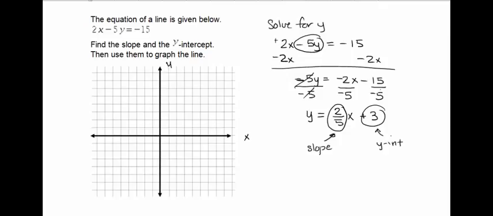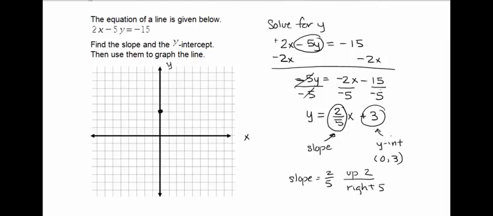So I have an x and a y. I'm going to start on my y-intercept, which is 0, 3. Right? This point is 0, 3. And my slope tells me how to move again. It's a positive slope, so that means I move up 2, and then right 5. Up because 2 is positive, right because 5 is positive.